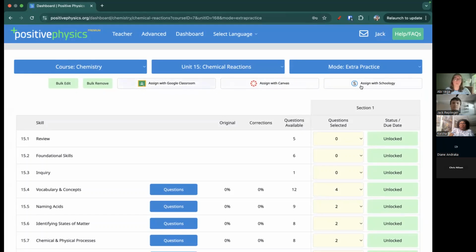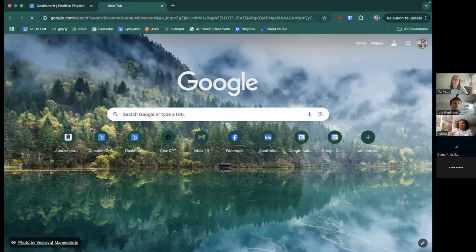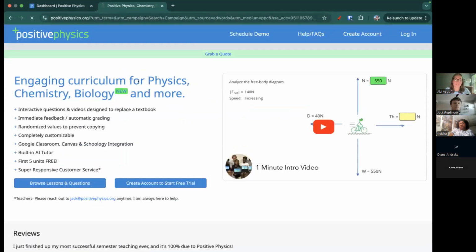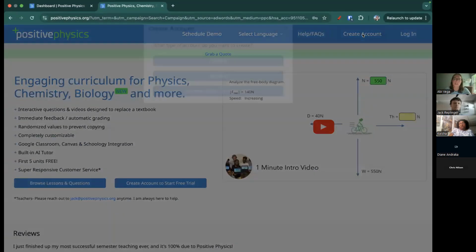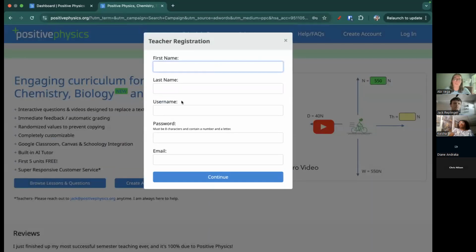If you're not using one of those, you can have your students go to positivephysics.org and create an account. I'll show you, let me go to Positive STEM and show you what it looks like when you create your account as a teacher. After you've completed this page, you'll choose a classroom ID, and that's basically your personal code that lets your students link up and join your class.